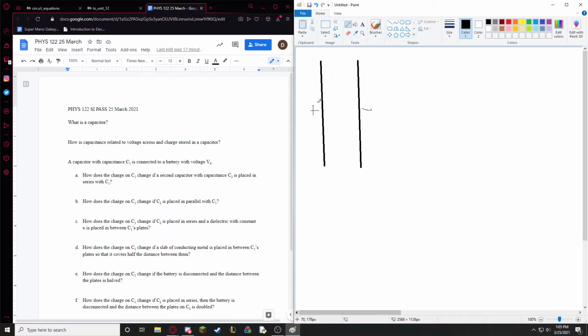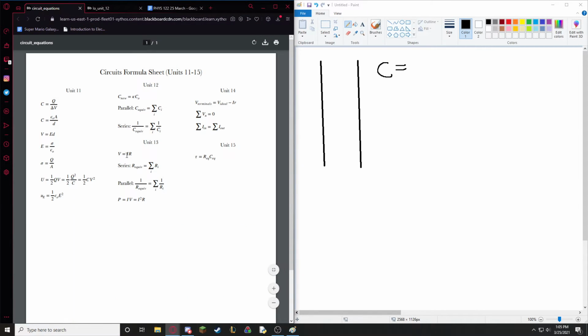And so, how is the capacitance of a capacitor related to the charge stored, and also the potential difference across the plates? How do we relate charge, capacitance, and voltage? Capacitance is equal to charge over changing voltage. Yep, exactly. And you guys have that in your formula sheet, where the capacitance is equal to the charge stored on the plates over delta V.